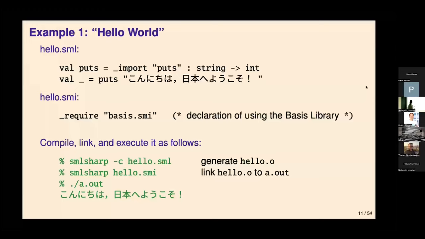compile it. Compile the SML Sharp program with the compile-only option of the SML Sharp compiler. Then it generates a single .o file. And then use the SML Sharp command as a linker. Specify the SMI file, which is the interface file of the SML file with the same name. By specifying the interface file, the SML Sharp command works as a linker. So this command links the .o file generated by the previous command into an executable file. And execute it, then we got the message from above.